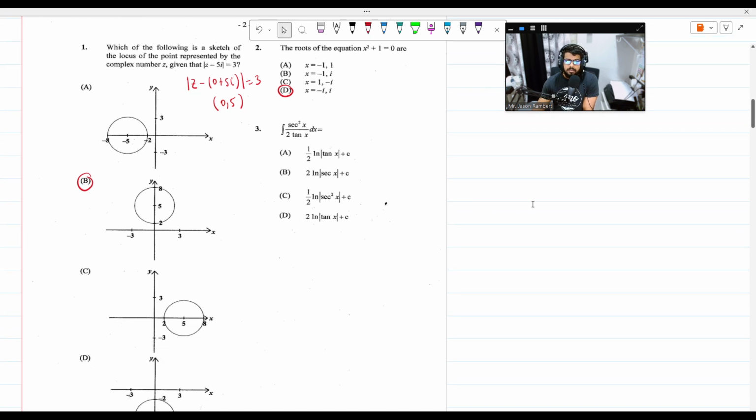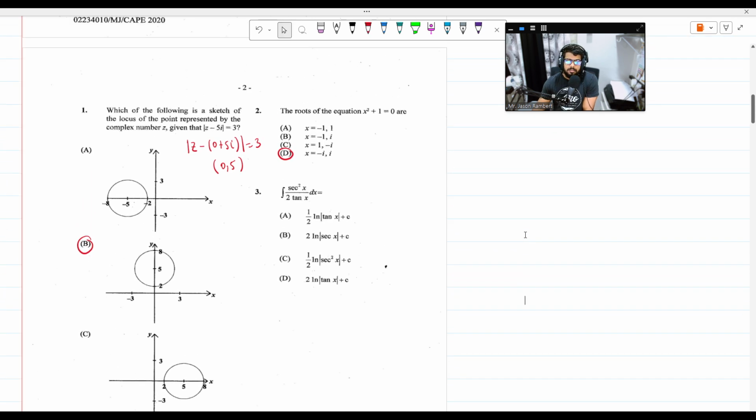Number 3, this is integration by recognition. The numerator is f dash x over f of x. When I integrate this, I'm going to get ln modulus f of x. Don't forget the half in the front. So a half ln modulus tan x plus c.